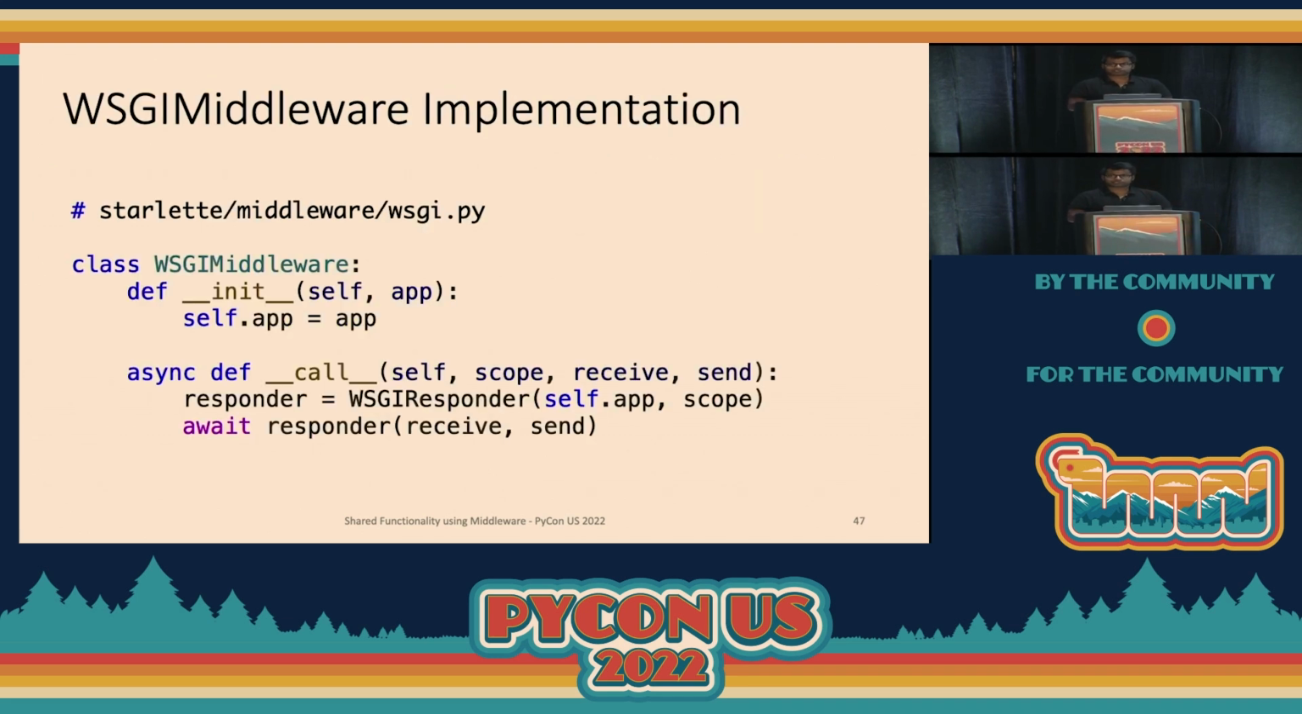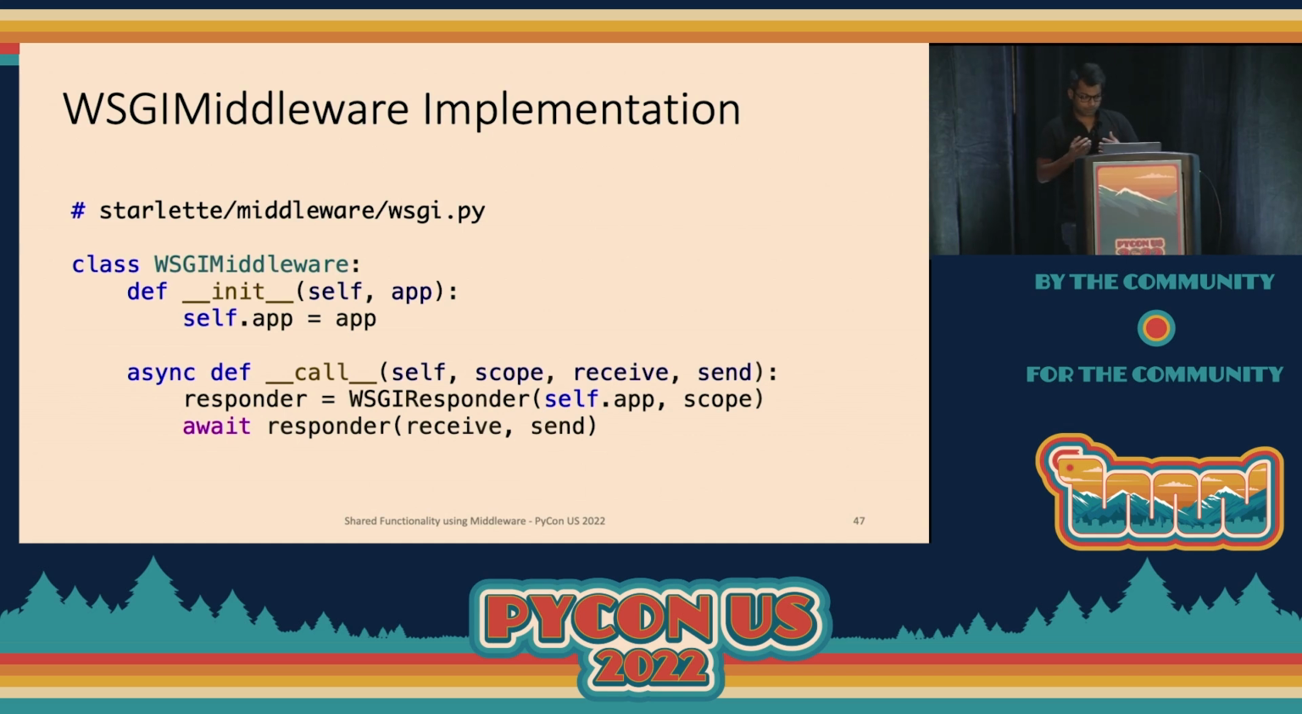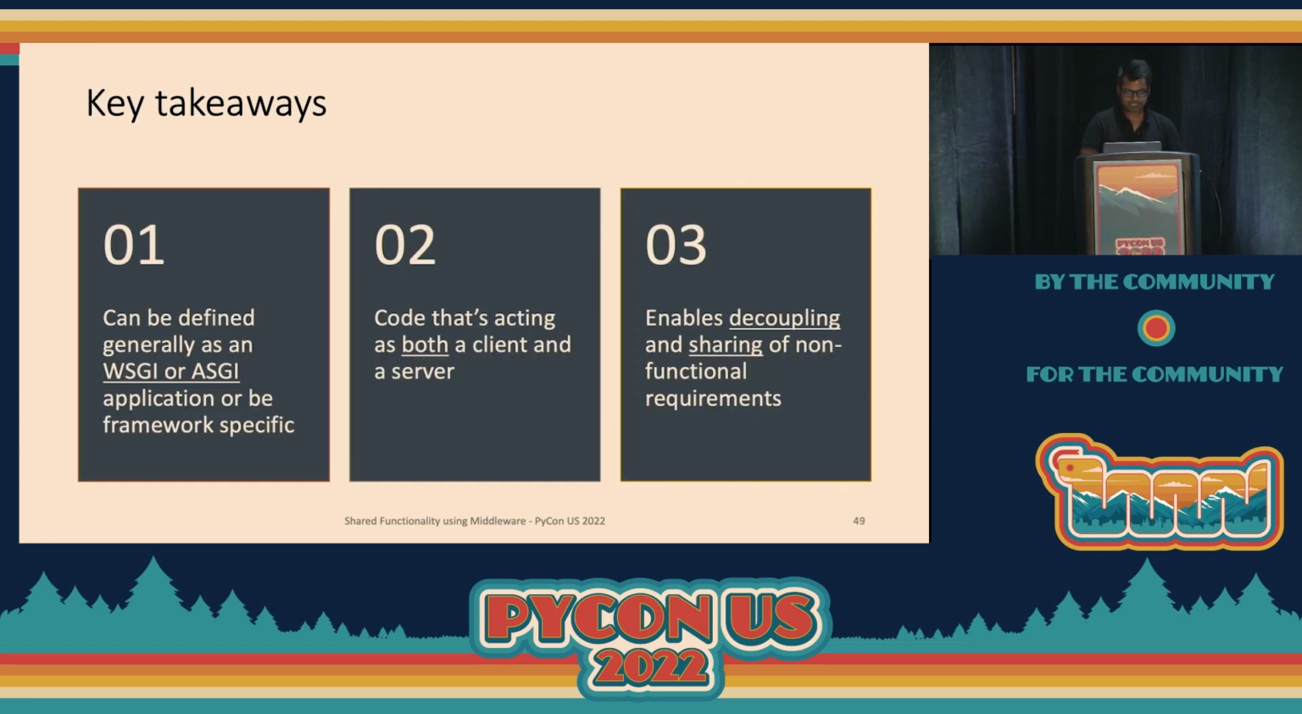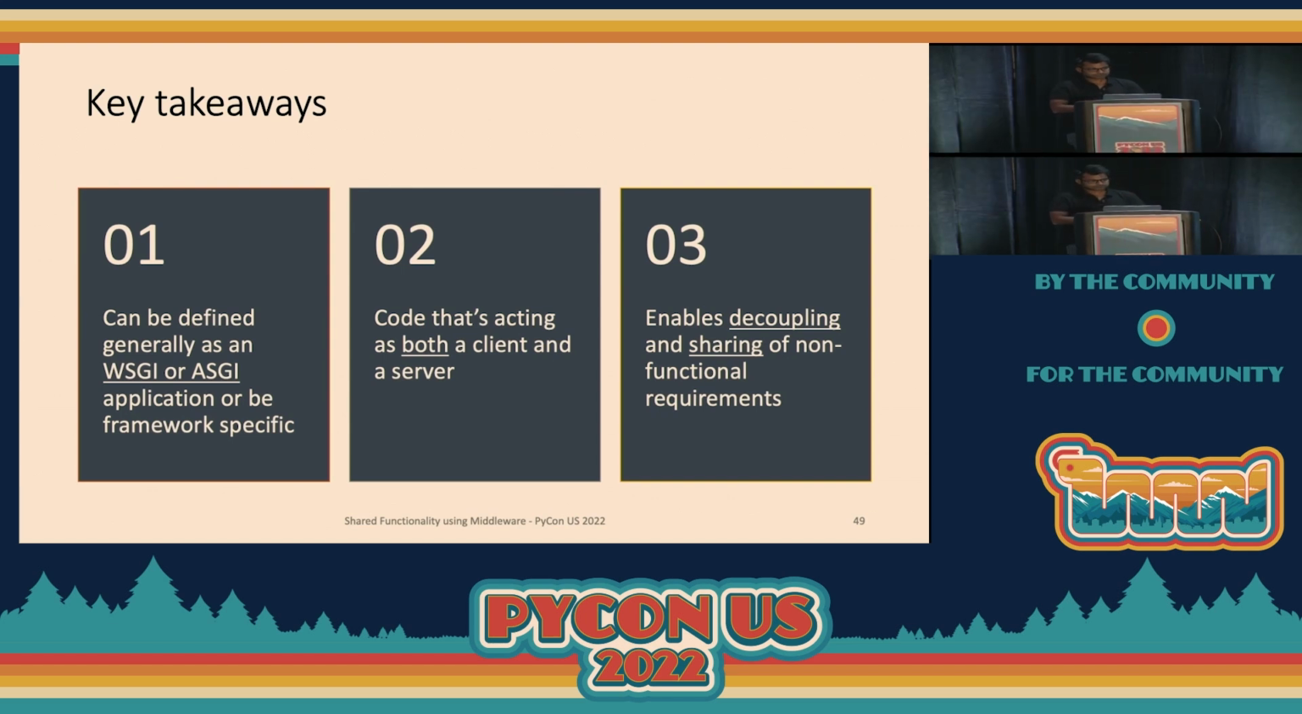The WSGI middleware implementation, if you look in the Starlette source code, looks like this. I'm sure you're beginning to see the sort of pattern now. You look at the call method, which takes in 3 parameters, and then there's the special WSGI responder class, which defines a WSGI method which takes in 2 parameters, an environ and start response. So your WSGI application essentially. I will skip that.